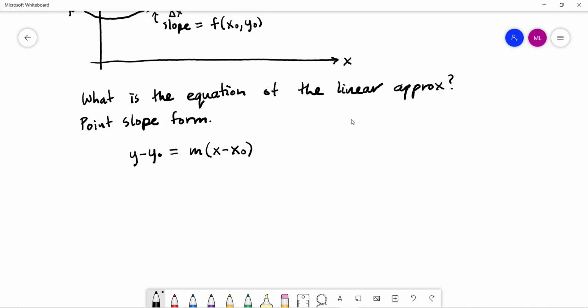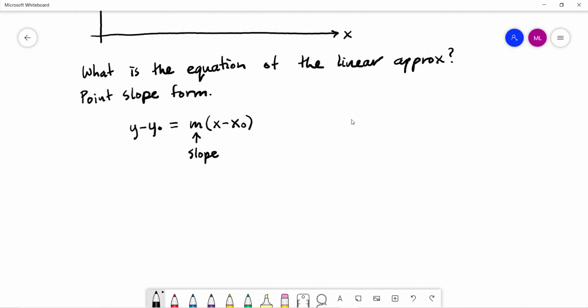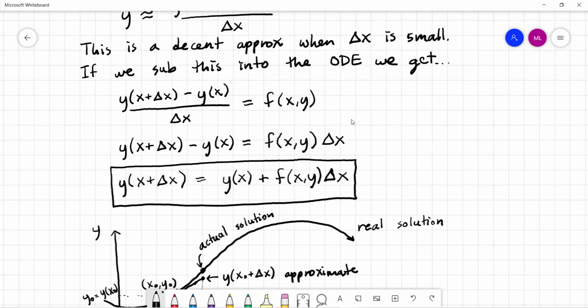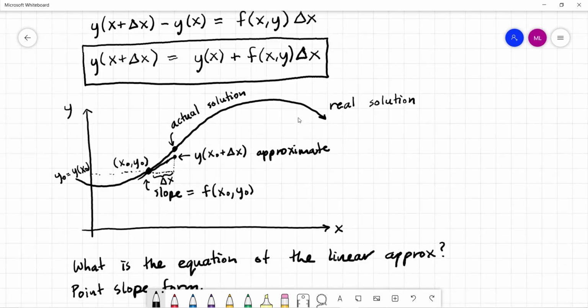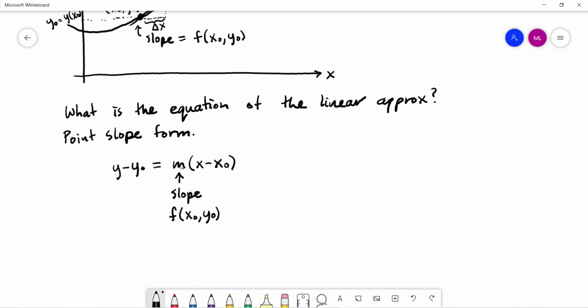So let's think about this. What is the slope? The slope is our f, and it's going to be f at the point x naught comma y naught. So, coming back up to the original differential equation, the slope, y prime, is just f evaluated at a given point. The point we're interested in is the point x naught, y naught. So it works out cleanly here. This m is just f of x naught comma y naught. What about these other pieces?